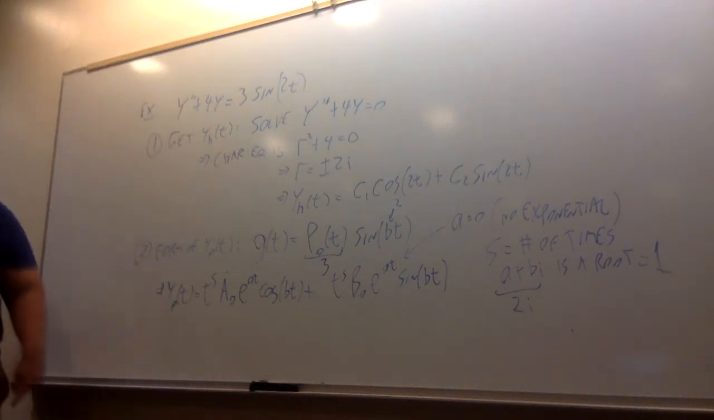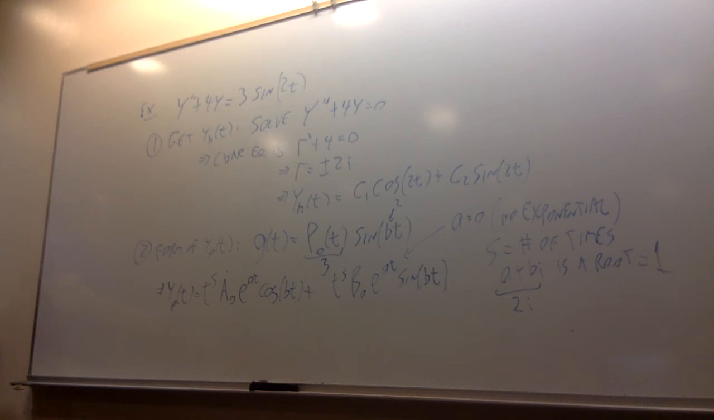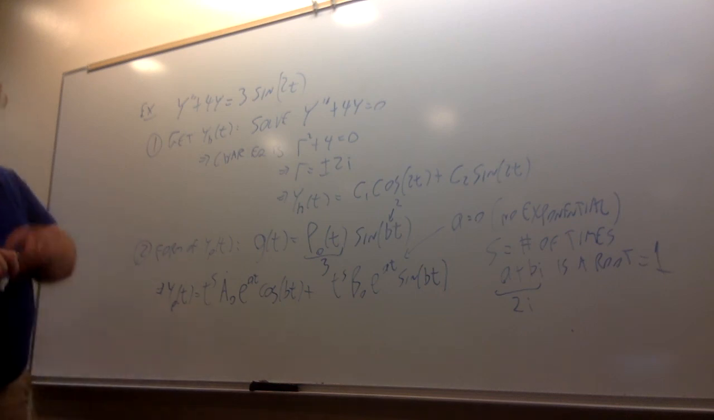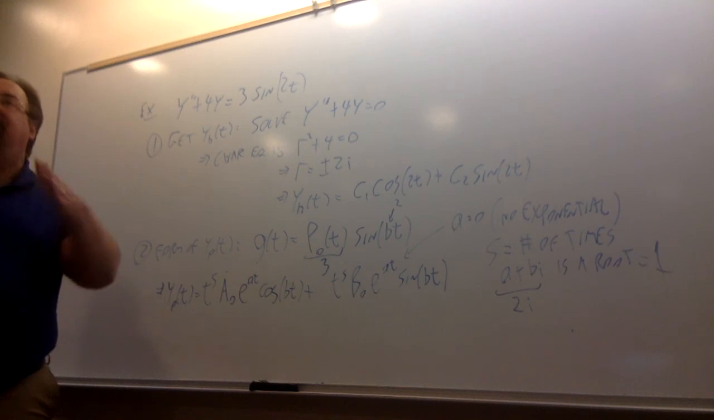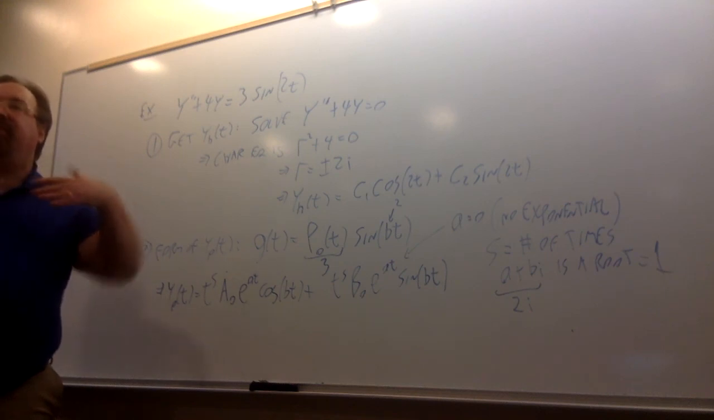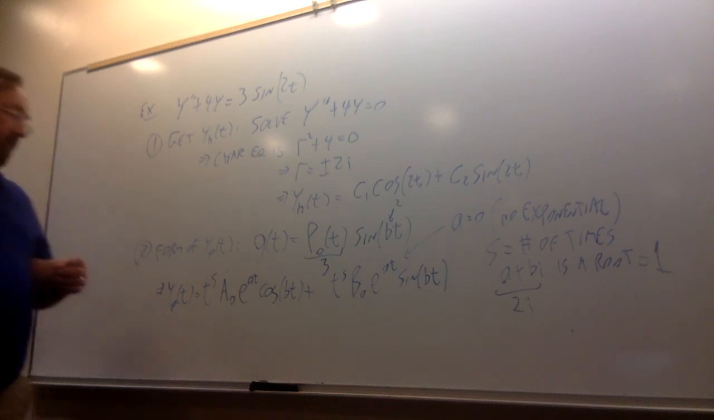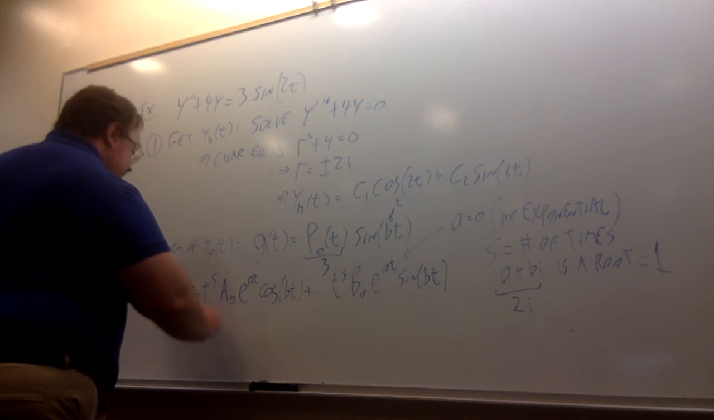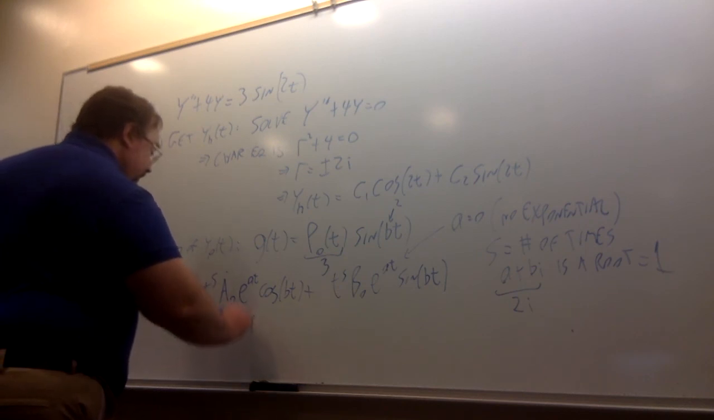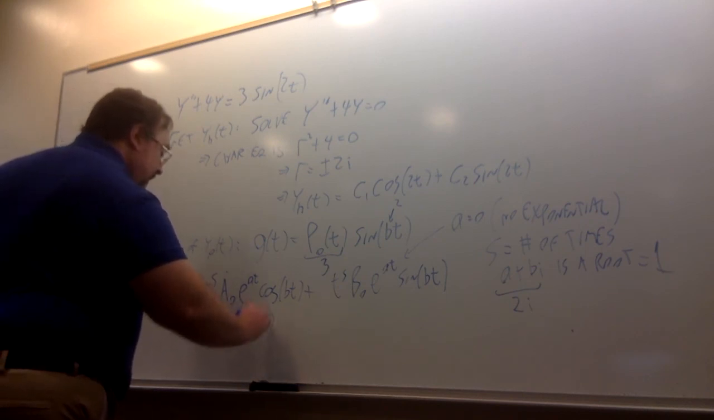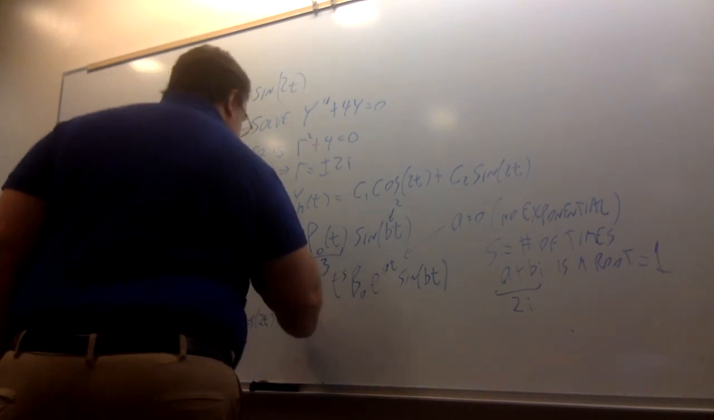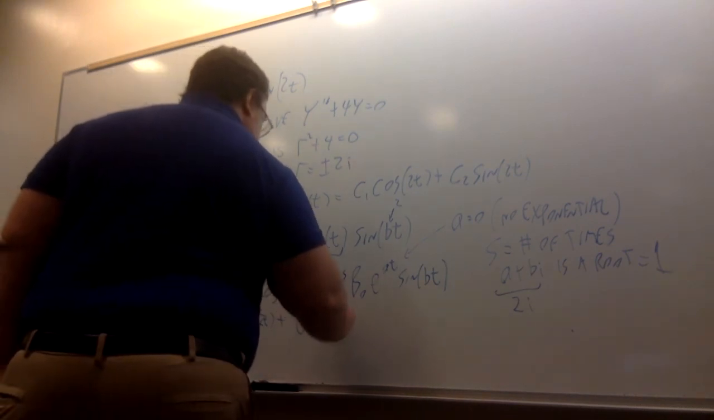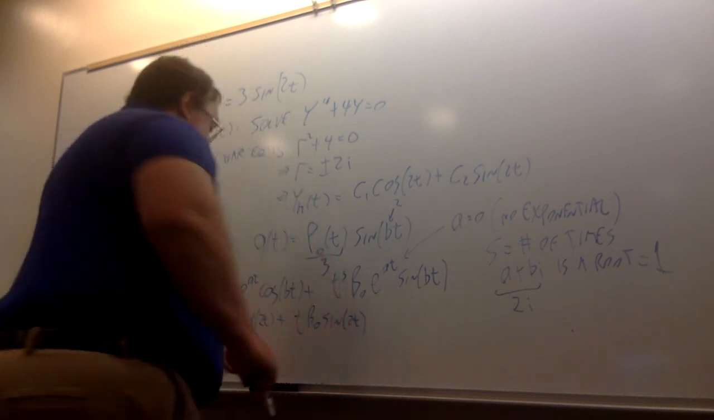Does everyone see what I mean by that? It's a very important step. What I'm doing is checking for some value that's a member of a set. So now I can fill in all these particulars. Now I have t times a constant cosine 2t plus t times another constant sine 2t.